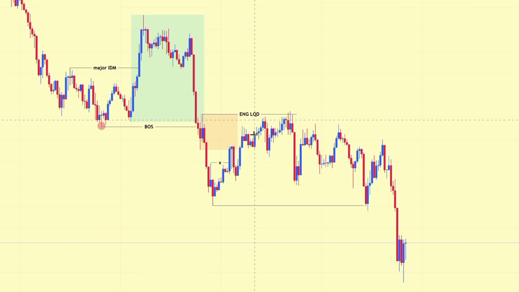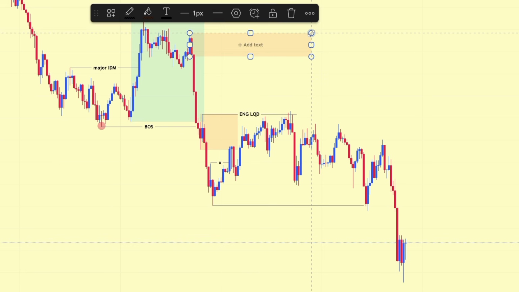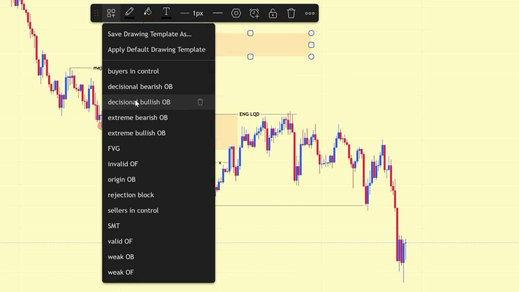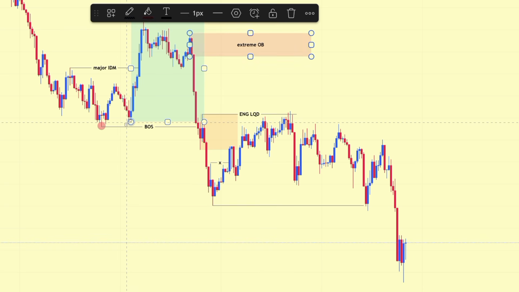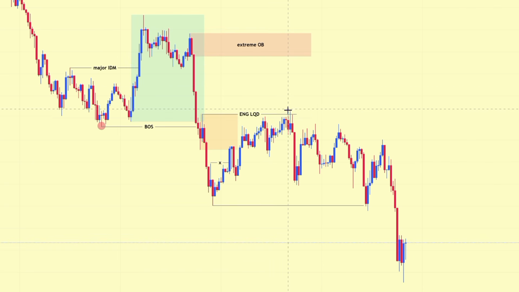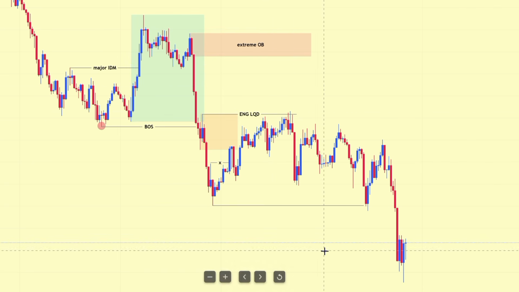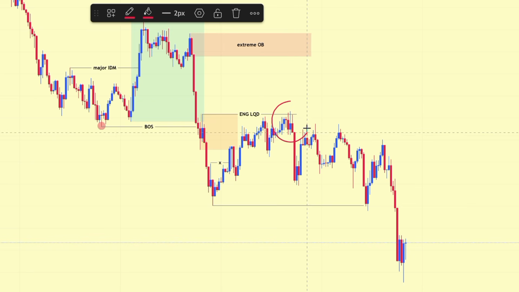So the reason why I marked this as the engineering liquidity: we can clearly see that this here is the extreme order block, and that's the buy side liquidity right before that extreme bearish order block, and so that makes the engineering liquidity. You can clearly see exactly right here price swept that engineering liquidity and gave that ultimate reversal.